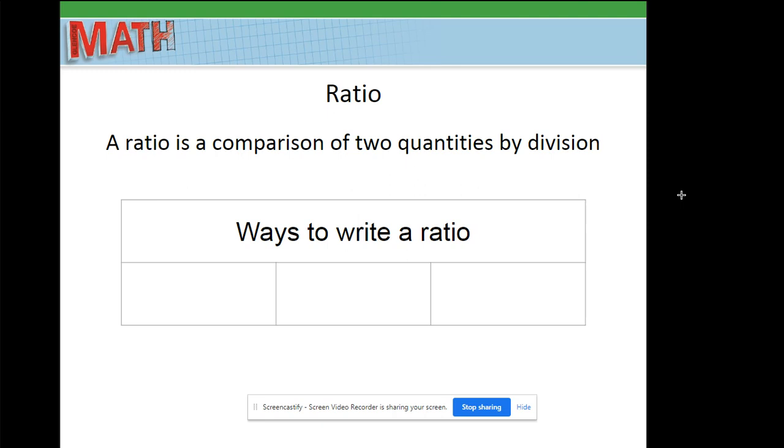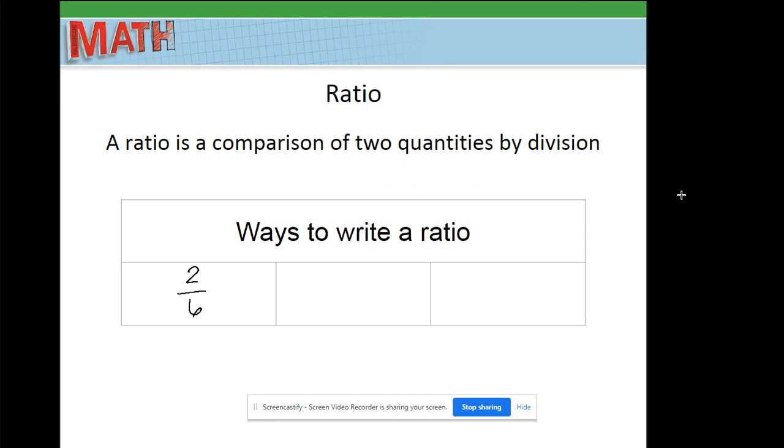So a ratio is a comparison of two quantities by division, okay? And there are three different ways that you can write a ratio, okay? So the first way to write a ratio is like we all do, 2/6, okay? That is how we learned how to write a fraction. That's how we learned to write a ratio, okay?